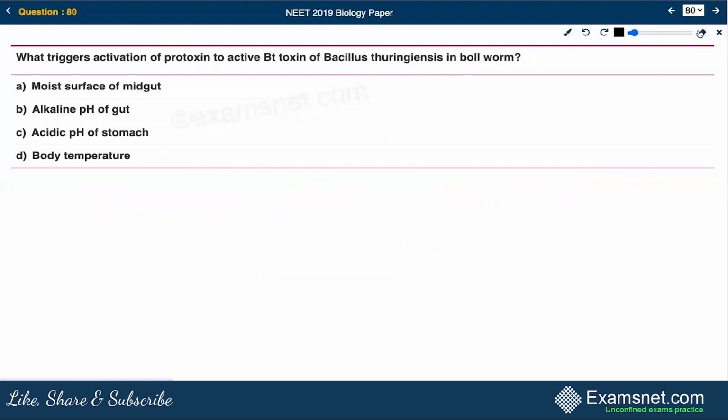Now, question number 80 says: what triggers the activation of protoxin to active Bt toxin of Bacillus thuringiensis in the bollworm? All right. Now let me tell you that this is a question that requires an explanation, because Bacillus thuringiensis is basically used to control the bollworms in cotton plants.